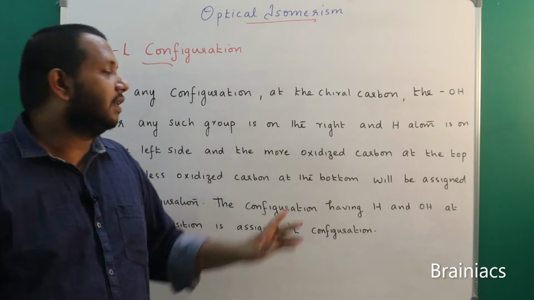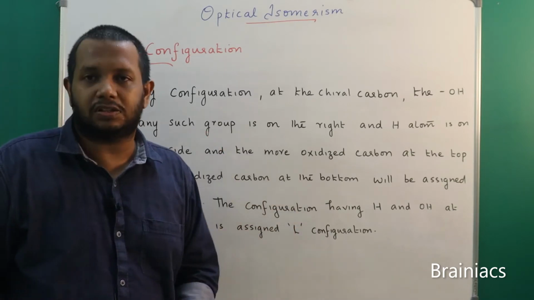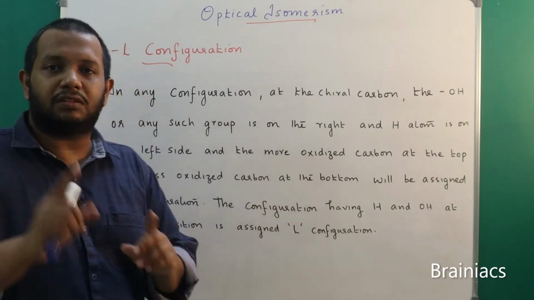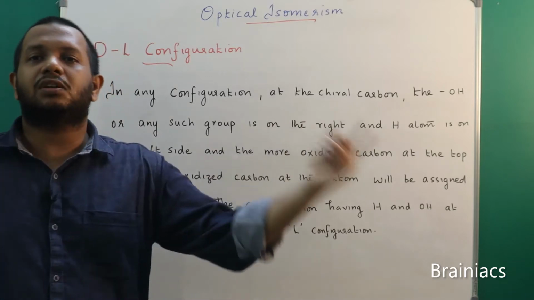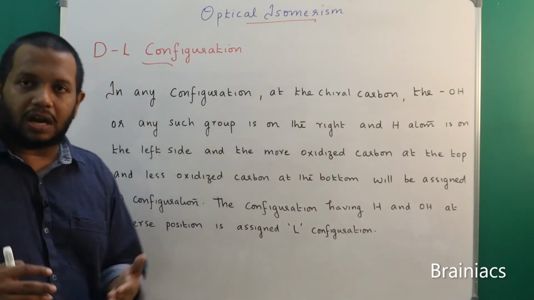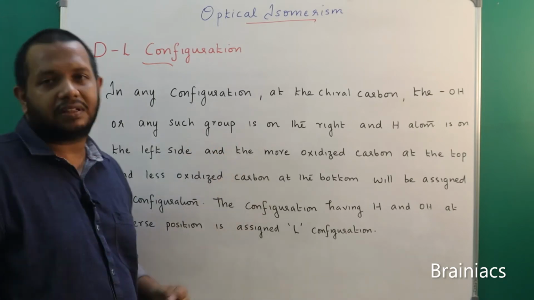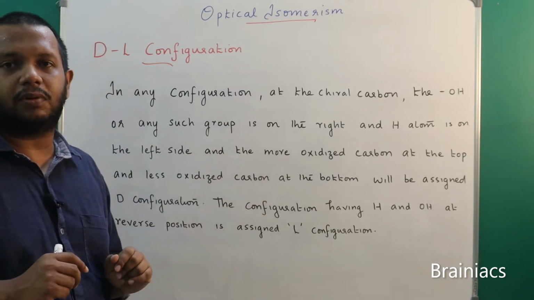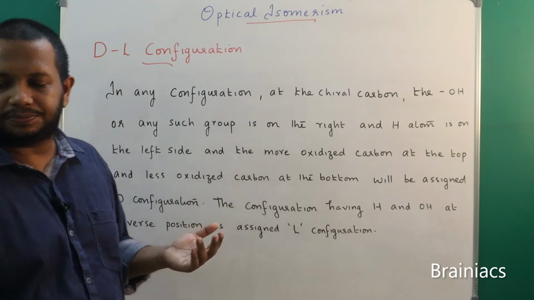In that case, we will assign that carbon D configuration. And if the reverse happens, that is OH is on the left side and hydrogen on the right side, we will give that as L configuration. You will understand this more when I take more examples, then it becomes very clear for you. Okay, can we go to examples?